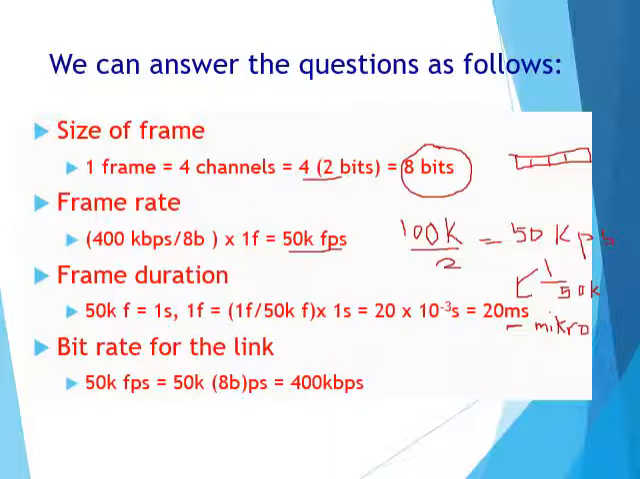And then the bit rate of the link is 50k times 8 bits, because each time slot consists of 2 bits, and 2 times 4 is 8 bits. So 8 times 50k. How many bits can be transmitted? So the answer is 400 kbps.